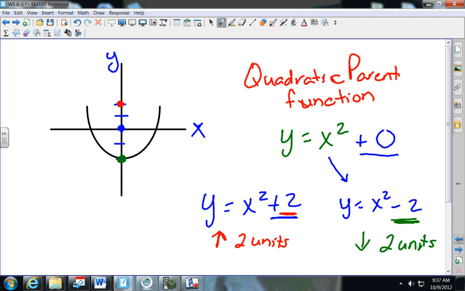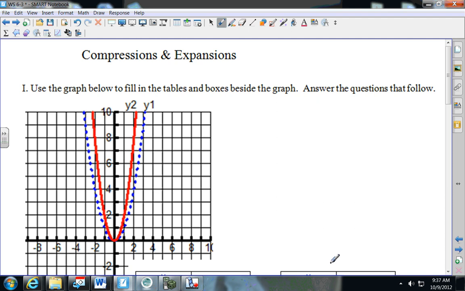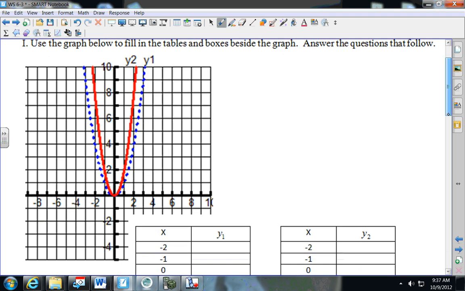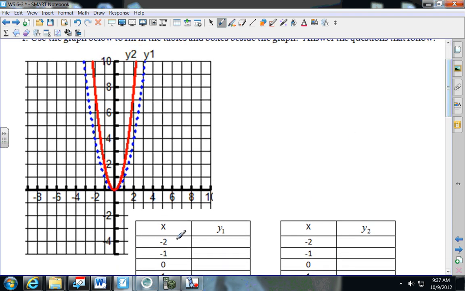So now when we go and look on our sheet, on the front, let's look at this. It says use the graph below to fill in the tables and boxes beside the graph. Answer the questions that will follow. Okay, y1, the first one was at -2. Let's go over here. Y1 looks like it's the blue line on mine. So I've got over -2 and up right here to 4. So I've got -2, 4.